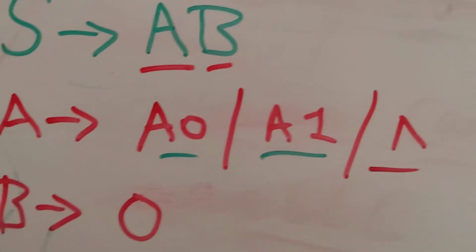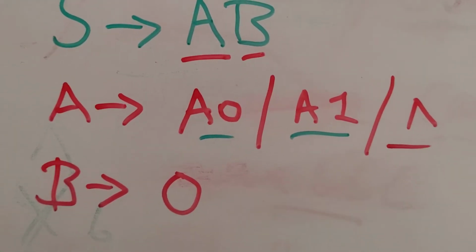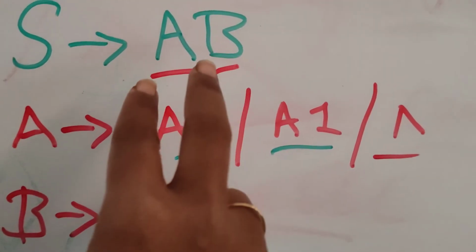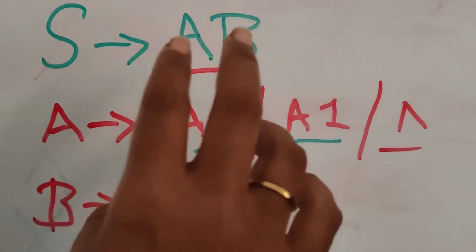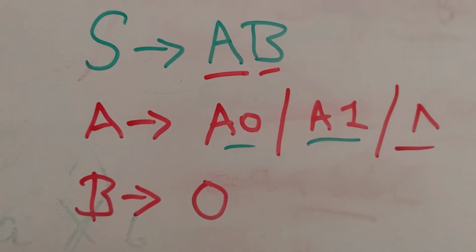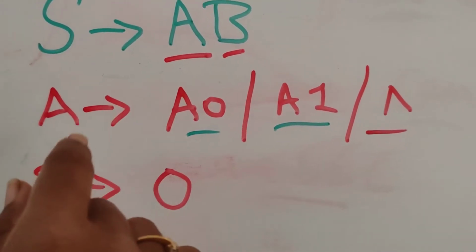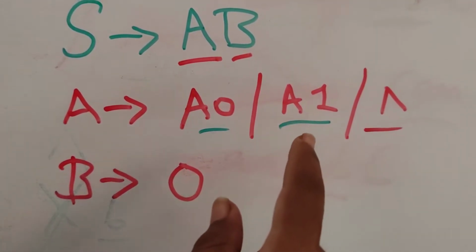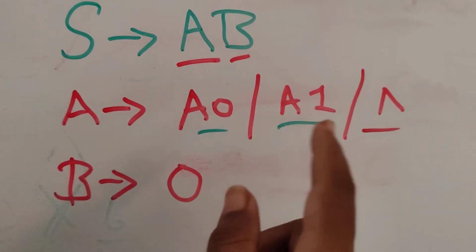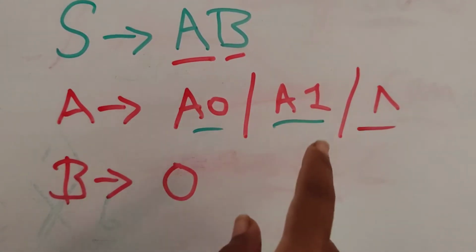So that's why I have taken from A, I am getting null. So S is containing two terms. First is A, second is B. Now A and B is there. B is followed by A. Now A is containing occurrence of 0 as well as 1, as well as it can be null. So I have taken A0, A1 and null.